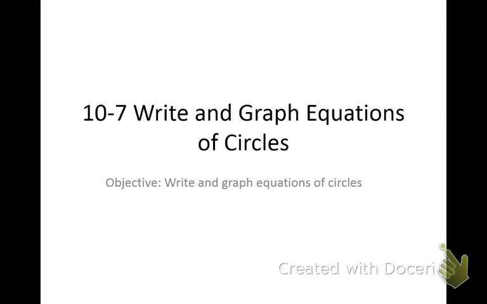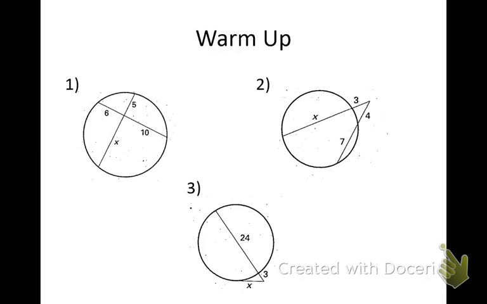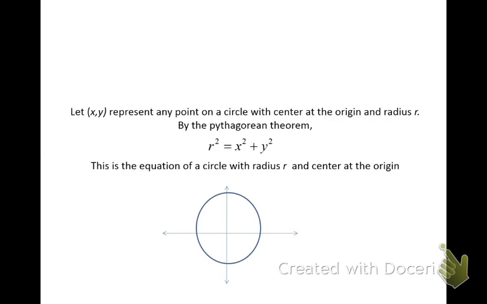The other section we're going to do today is 10.7, write and graph equations of circles. Alright, we're going to skip the warm-up. We just did that. Okay, so in this we've got, let x and y represent any point on a circle with the center at the origin and the radius r. By Pythagorean theorem, r squared equals x squared plus y squared.